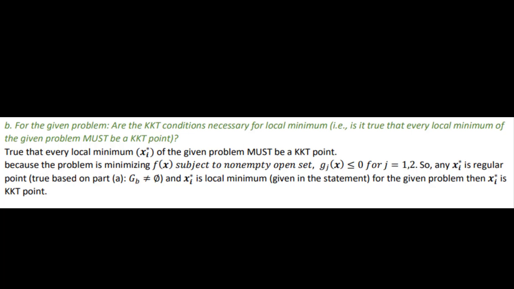So if you have a problem where constraint qualification isn't satisfied, even if you find all the KKT points, there is no guarantee that you have found the optimal solution. So if constraint qualification is satisfied, it means all the local minima should be KKT. Please remember this.